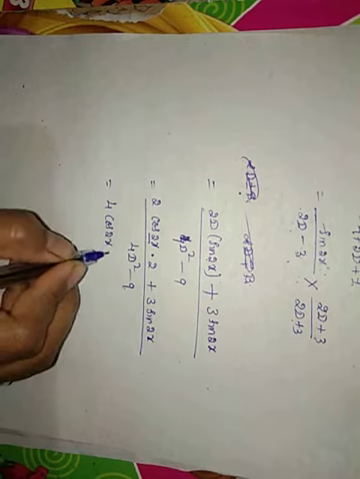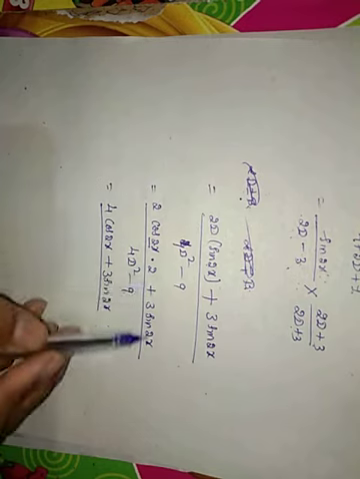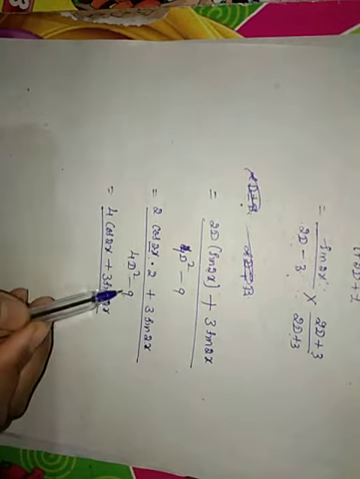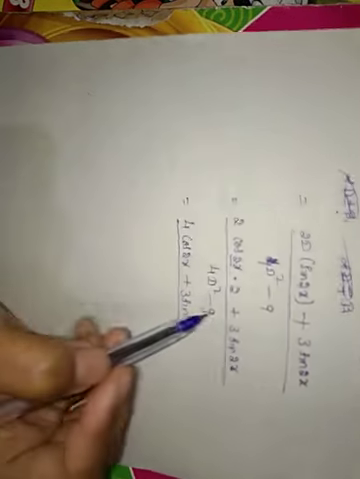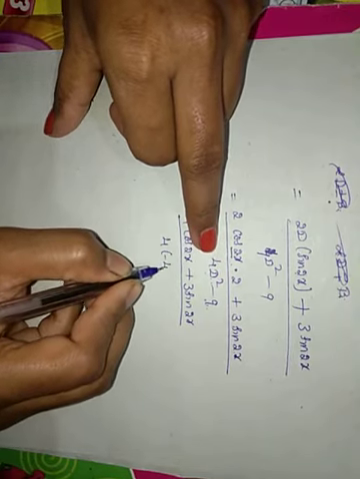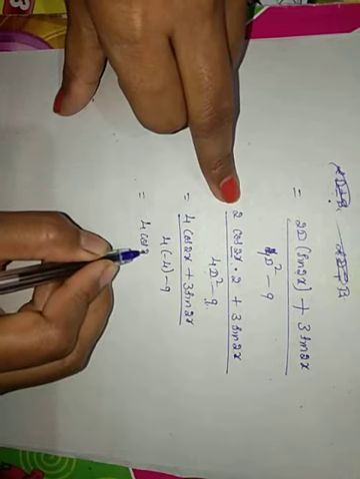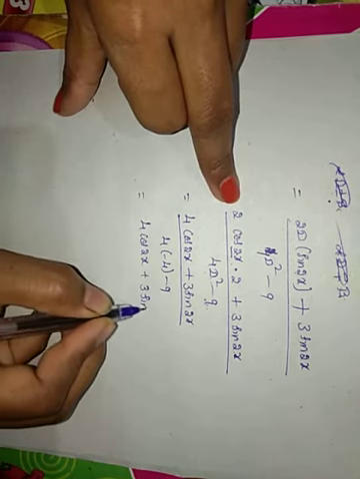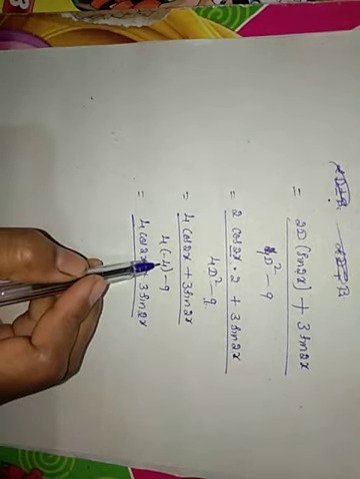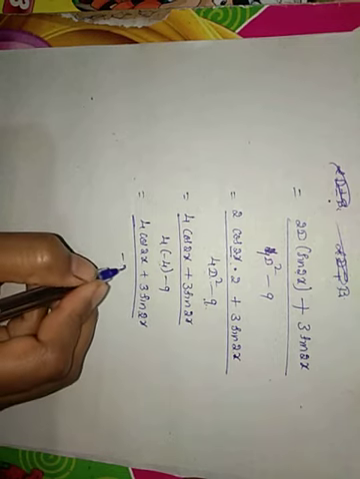2 into 2 is 4. So 4 cos 2x plus 3 sin 2x divided by, see both terms have the same denominator, so there is no need to split this denominator. Directly replace D square by minus 4. 4 into minus 4 minus 9. So 4 cos 2x plus 3 sin 2x divided by 4 into minus 4, which is minus 16, minus 16 minus 9, minus 25.